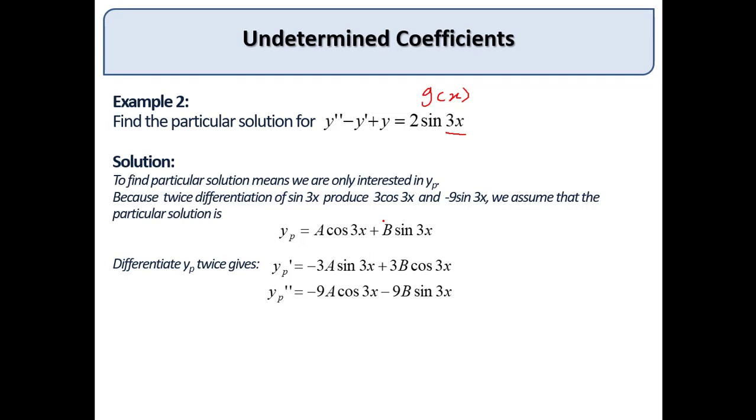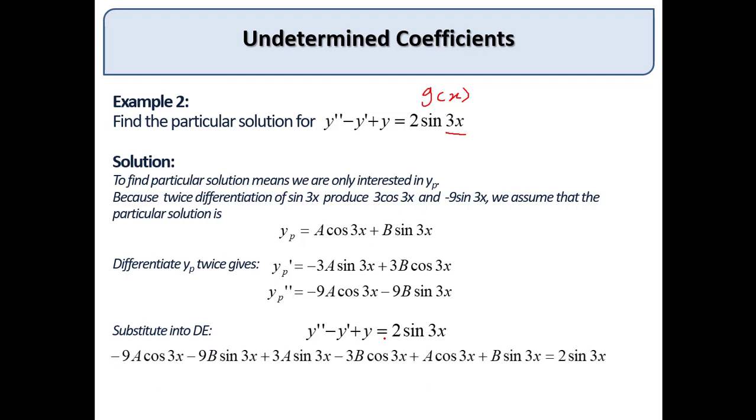When we do differentiation twice, the next step is similar to the previous example. What we do is substitute this yp, yp prime and yp double prime into the equation of y double prime minus y prime plus y. Then we compare with the 2 sine 3x.